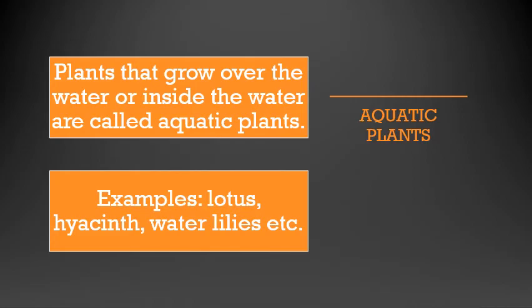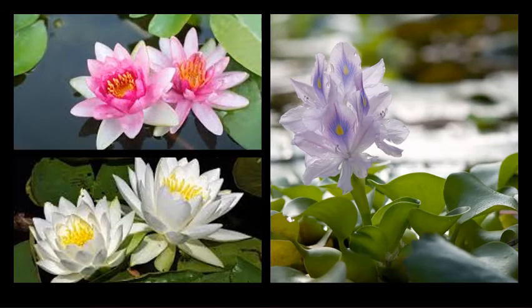Lotus, you all have seen lotus, no? I'll show you the example. The first picture is the lotus. The second picture, which looks like lotus, is called the water lily. The third picture is the hyacinth. These are the three examples of plants which live on or inside the water. As you can see in the picture itself, it is floating on the water, right? And the flower grows above the water, so they are called aquatic plants.